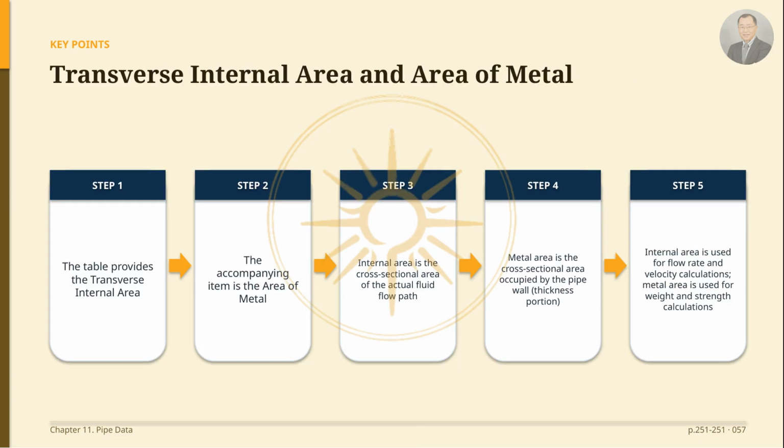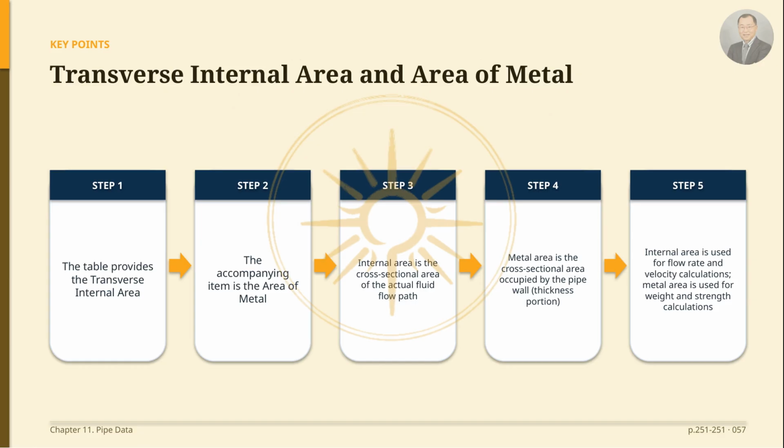Next, I will introduce the area items provided in the pipe table. The table presents the transverse internal area along with the area of metal. The internal area refers to the cross-sectional area of the path where the fluid actually flows inside the pipe, and it is used to calculate flow rate and velocity. On the other hand, the area of metal represents the cross-sectional area occupied by the pipe wall, or the thickness of the pipe, and is used to determine the weight or strength per unit length of the pipe. Please remember that these two areas are calculated from the outer diameter and wall thickness and play complementary roles in pipe design.